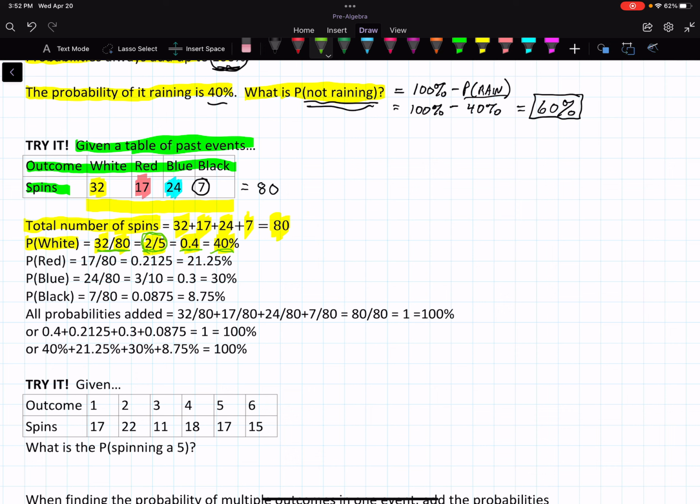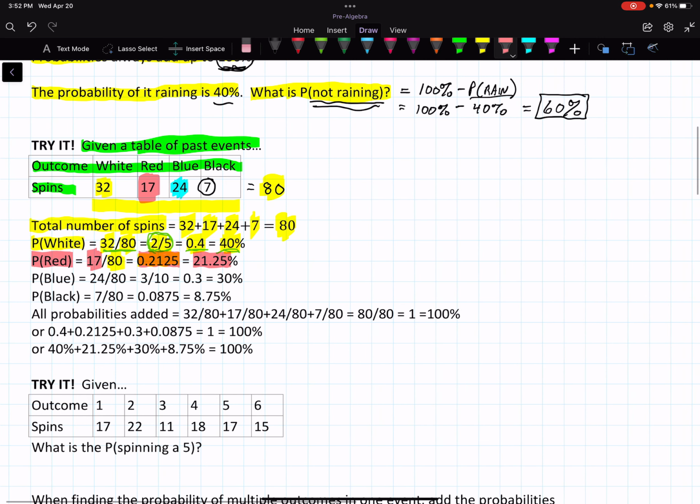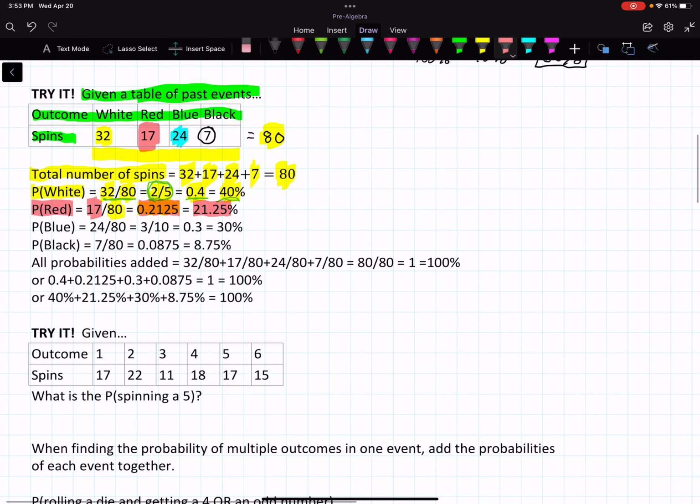How about the probability of it turning up red? So there's our red probability. Well, we know that red is 17, so we say 17 over our total of 80, which remember we got right there. You use your calculator to get that. You get 0.125. Let's do that in red. 0.125 or 21.25%.